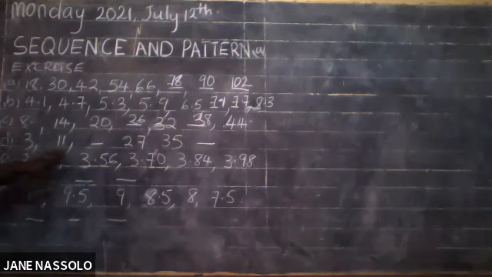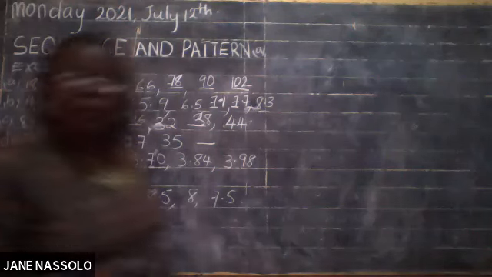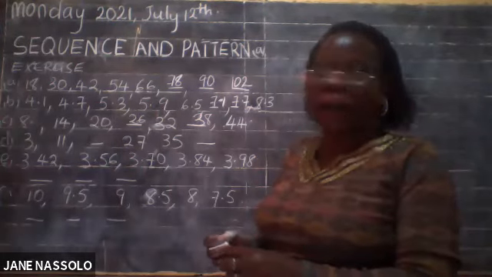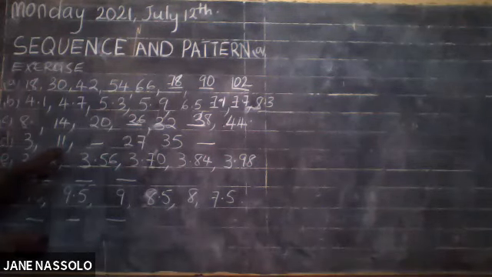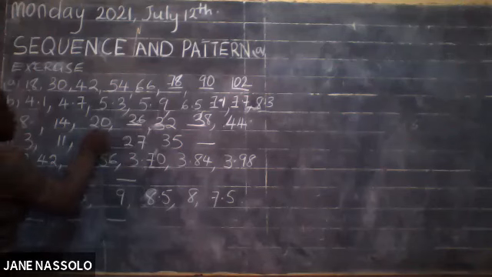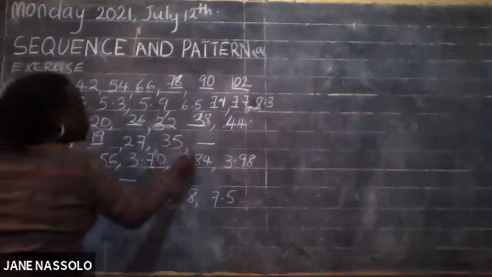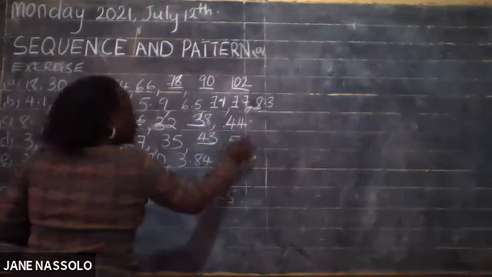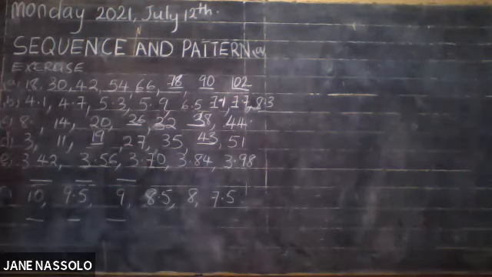We are on part D. Karunji: 3, 11, 19, 27, 35, 43, 51. What is being done? We are adding 8. Thank you very much.